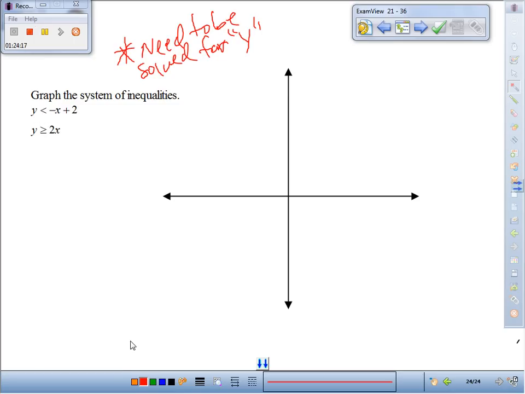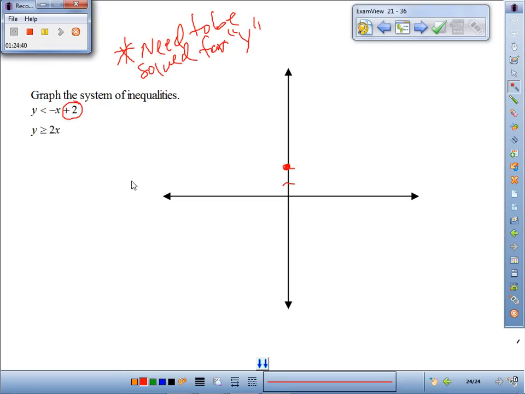Okay, here we go. I'm going to use red. What's my y-intercept? 2. So I look at 2. 2 is about, let's see, 1, 2. It's about right here. All right, so we got our y-intercept.